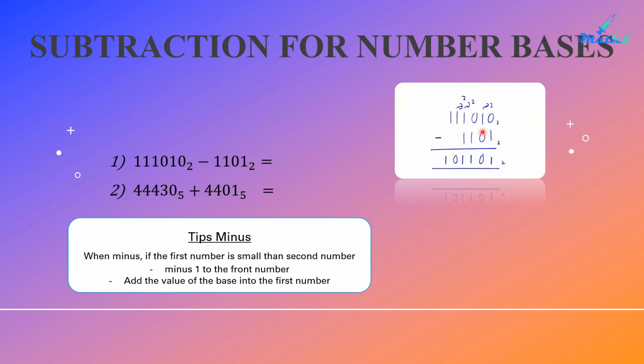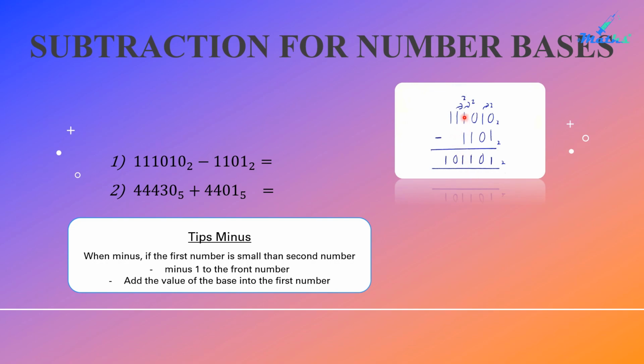So here, just now I minus 1, so it becomes 0. 0 minus 0 becomes 0. And here is the same. 0 minus 1 is not enough. So I take 1 from the front number, minus 1 from the front number here, and add the value of the base number into the first number. So it becomes 2 minus 1. 2 minus 1 will become 1. Then I write the answer here.